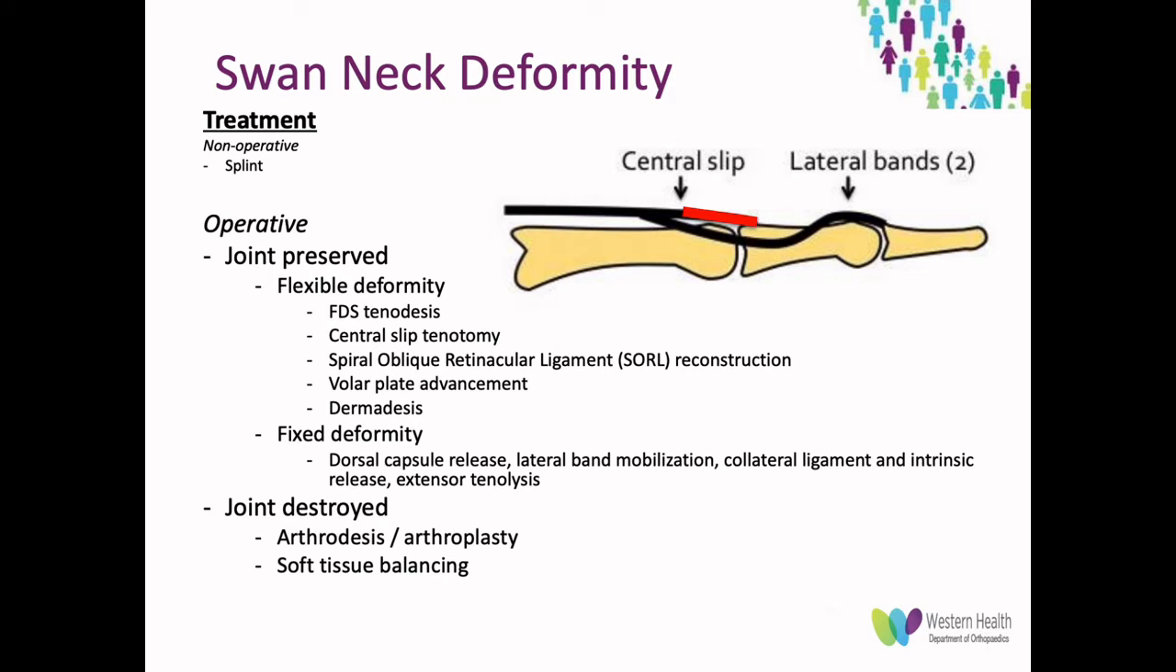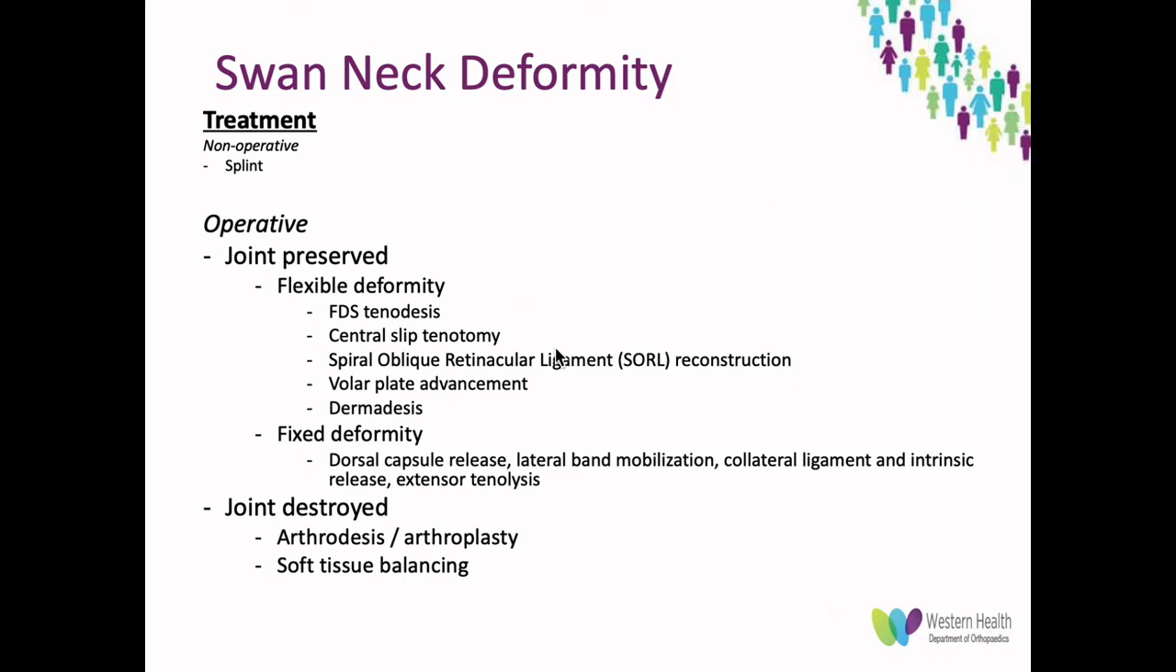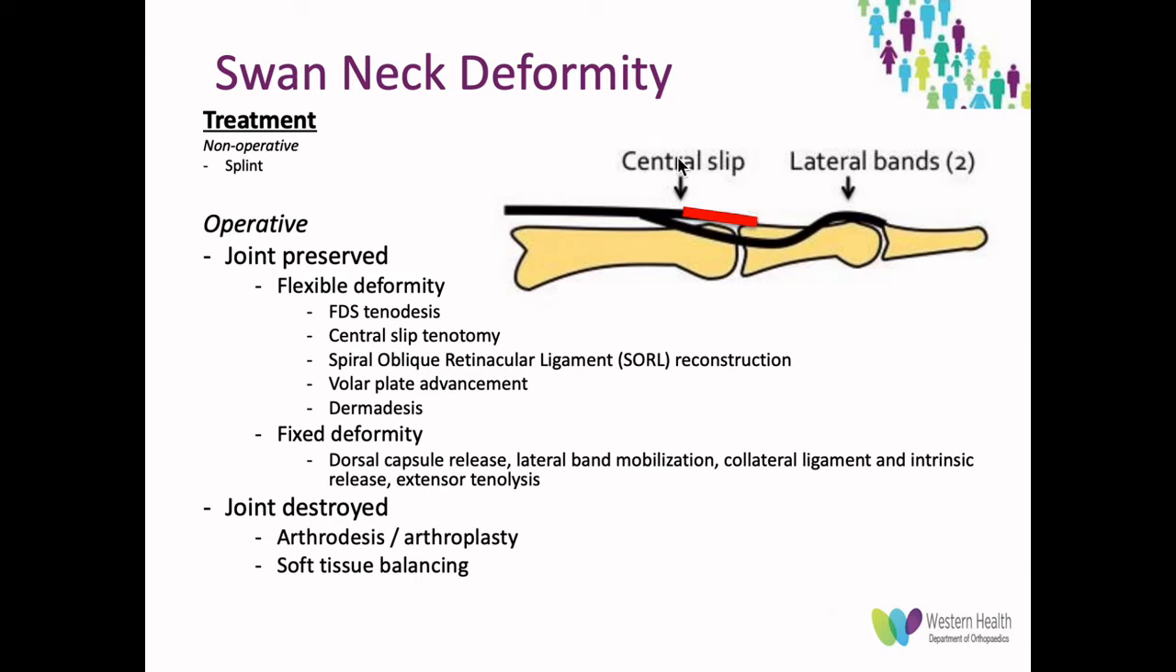In terms of tenotomy of the central slip, as you see here, tenotomizing where the red bit is can reduce hyperextension of the proximal interphalangeal joint. Other options that also aim to create restraints to hyperextension of the proximal joint are spiral oblique retinacular ligament reconstruction, volar plate advancement, and dermodesis.